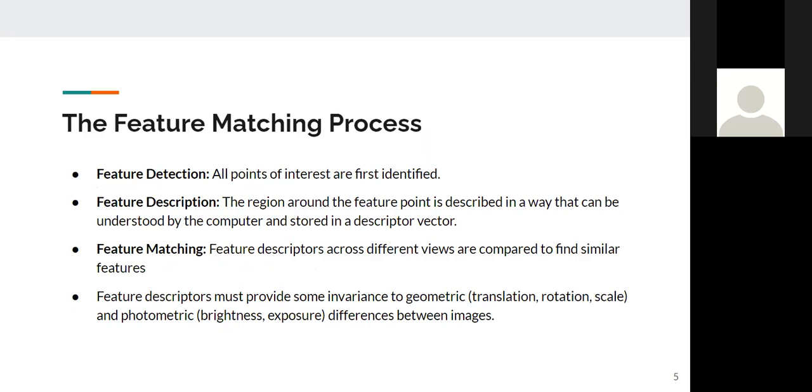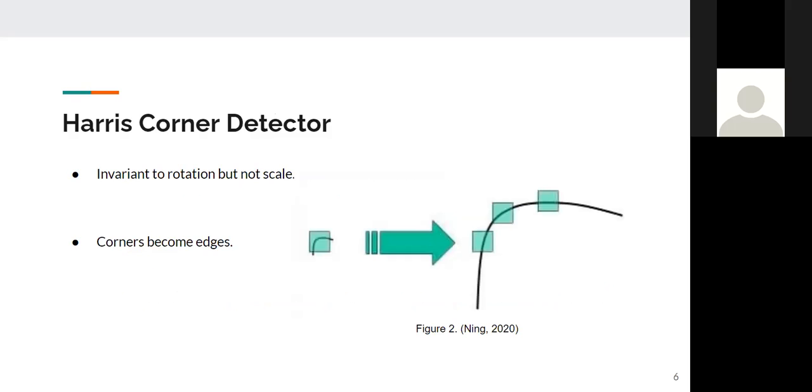The feature matching process consists of three main steps: feature detection, in which all points of interest are first identified; feature description, when the region around the feature point is described in a way that can be understood by the computer, and it is then stored in a descriptor vector; and then feature matching, when feature descriptors across different views are compared to find similar features. Feature descriptors must provide some invariance to geometric differences, so translation, rotation, and scale, and photometric differences, brightness and exposure, between images. This will be shown using the Harris corner detector as an example.